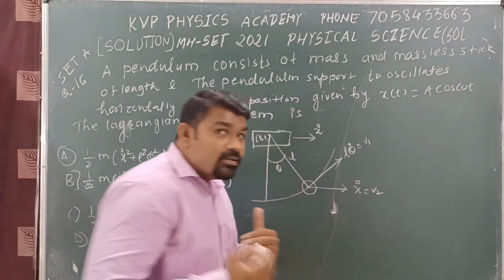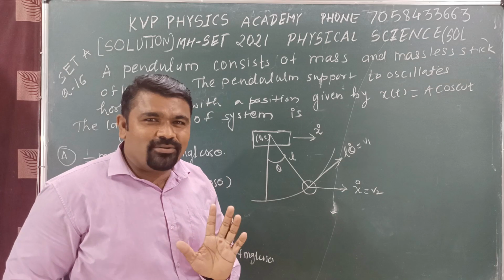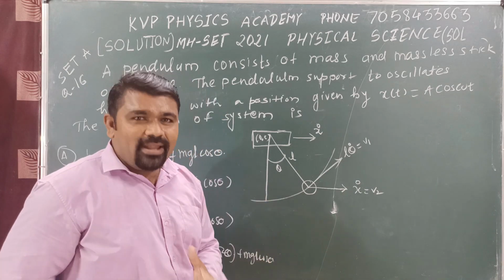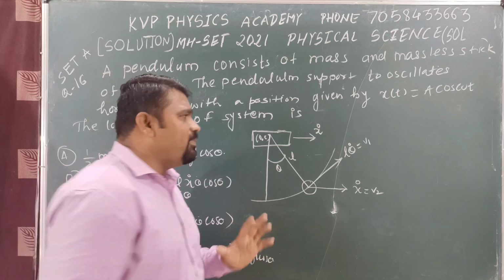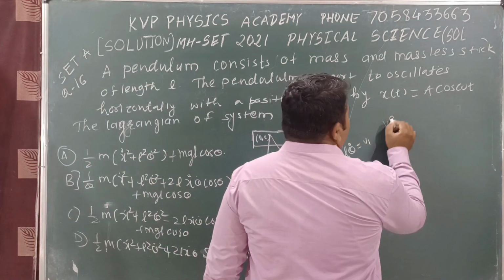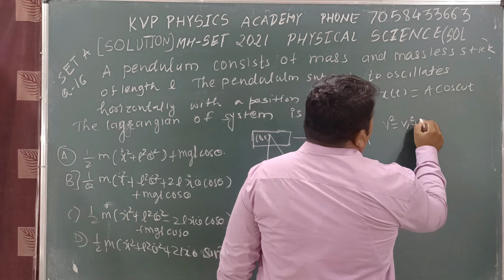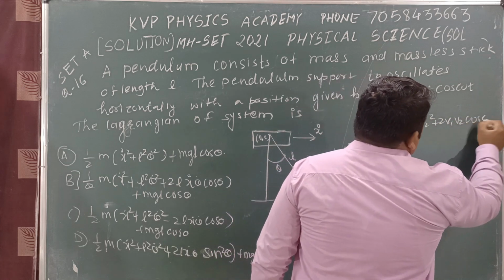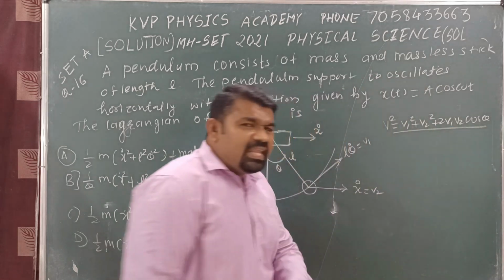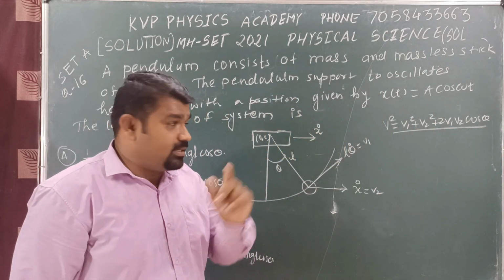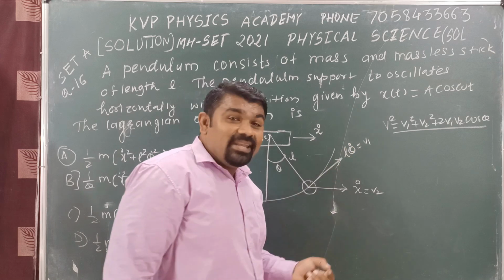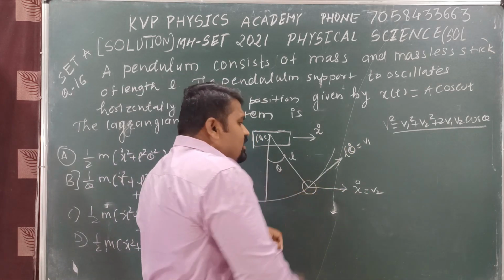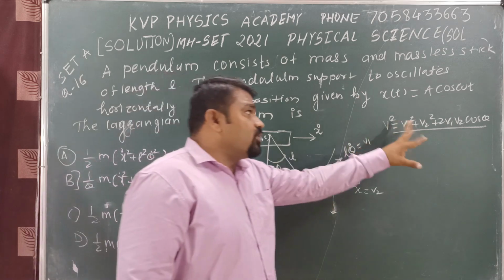So how many velocities act on this pendulum? Two velocities act on this pendulum. This is a vector quantity. We know how to add vector quantities: the resultant V square is equal to V1 square plus V2 square plus 2 times V1 V2 cos theta, where theta is the angle between these two velocities. One velocity is L theta dot, the second velocity is x dot. Then what is the resultant here? The resultant is V1 square plus V2 square.